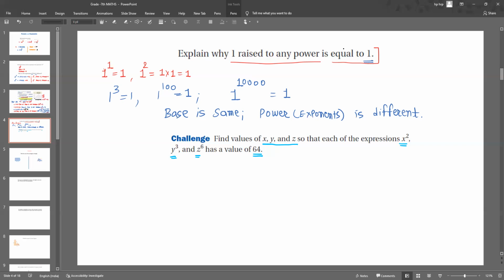Yes, tell me. So is the question asking if x squared equals 64 and y cubed equals 64 and z to the sixth equals 64? Yes, and then you can find the values of x, y, and z. So this is given: x square is equal to 64, y cube is equal to 64, and z raised to 6 is equal to 64. And then we have to find the values of x, y, and z.